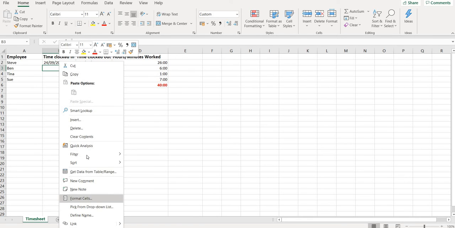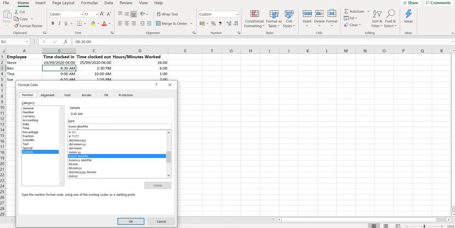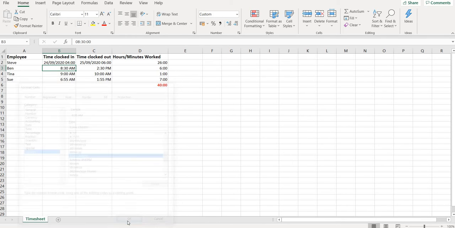Do a right click, format cells. You can see here I've chosen hours, minutes, and then AM or PM. It's a custom type of format and the type is in the white box. So even though the actual time is stored in hours, minutes, seconds format, it's displaying in a more user-friendly way. Similarly, if you click on C3, which is 2:30 in the afternoon, in 24-hour clock mode, that is 14:30.